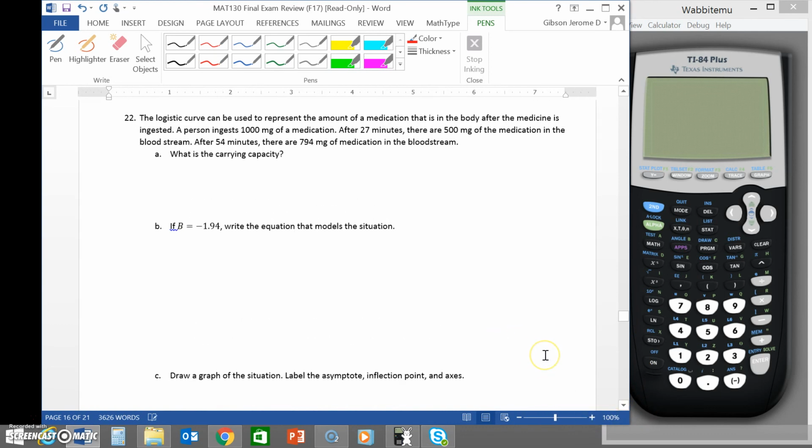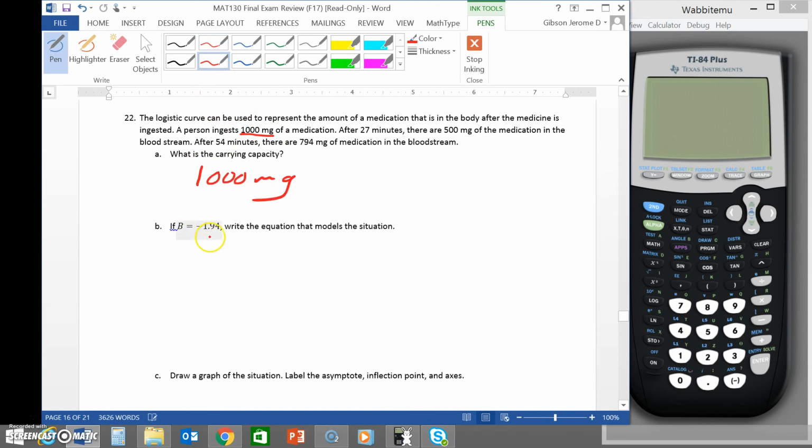So it says here, the logistic curve can be used to represent the amount of medication that is in the body after the medicine is ingested. A person ingests 1,000 milligrams of a medication. After 27 minutes, there are 500 milligrams of the medication in the bloodstream. After 54 minutes, there are 794 milligrams of medication in the bloodstream. It says, what is the carrying capacity? Now, according to this here, the carrying capacity is this 1,000 milligrams.